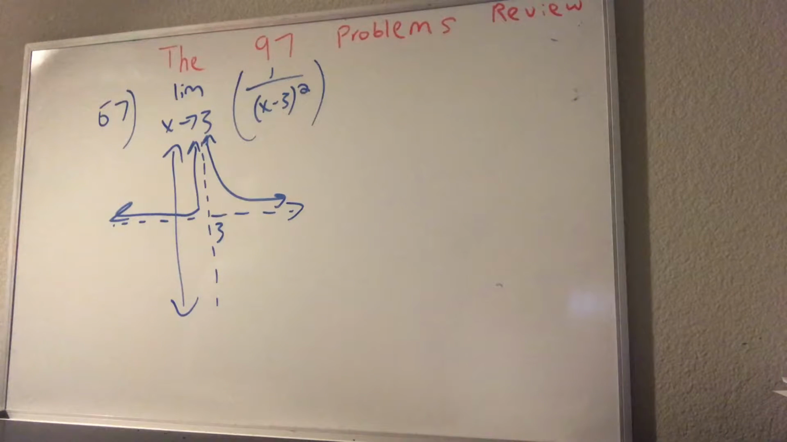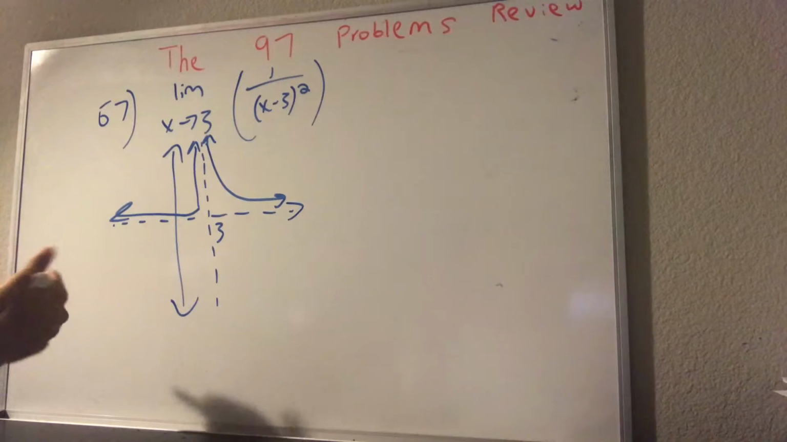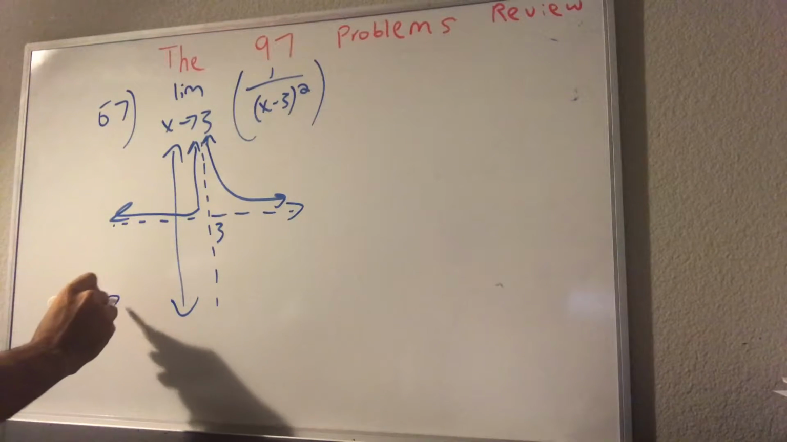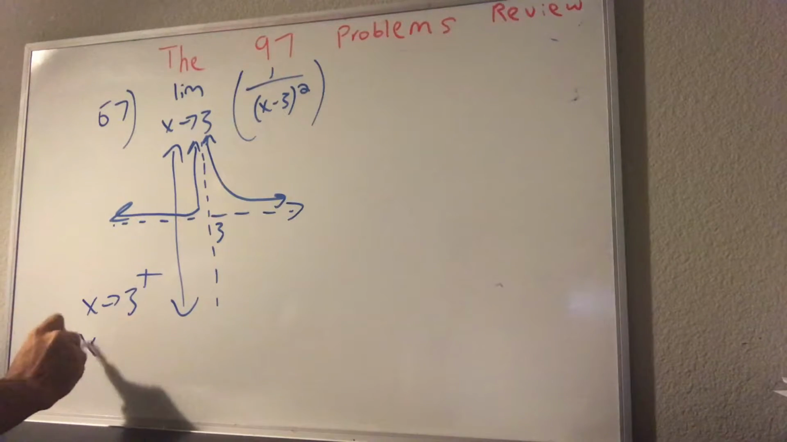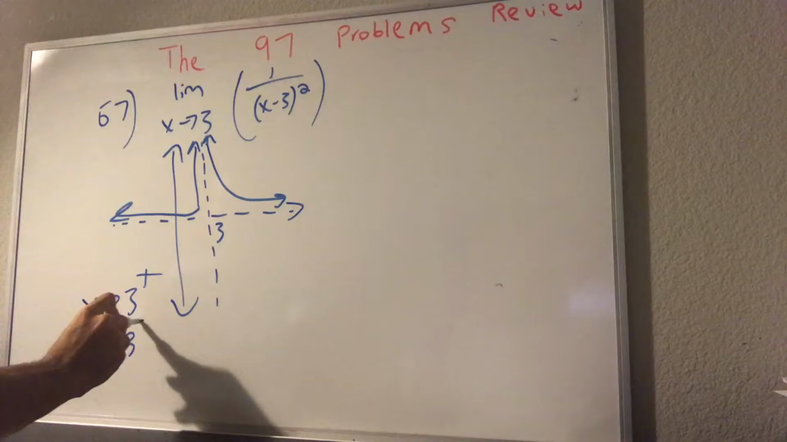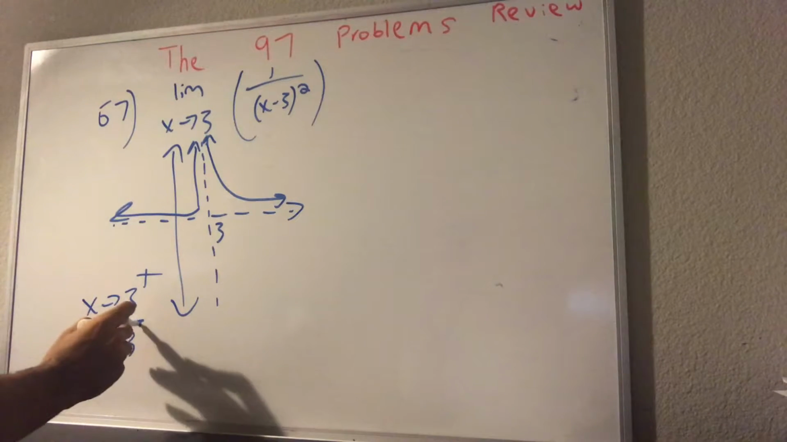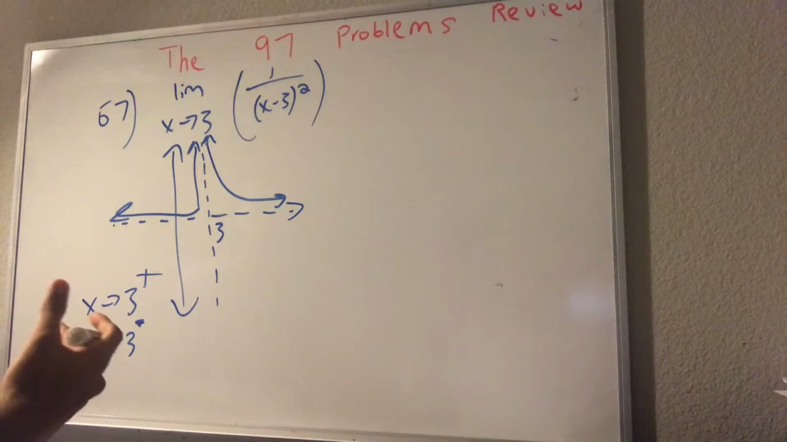Here we have another question, question number 67. It states: the limit of this following function as x approaches 3 equates to what? And so again, we want to look at the one-sided limits. One of them is as x approaches 3 plus, meaning from the right-hand side. The other is as x approaches 3 minus, from the left-hand side. So we're looking at both our one-sided limits.